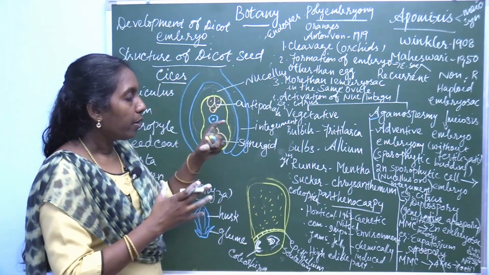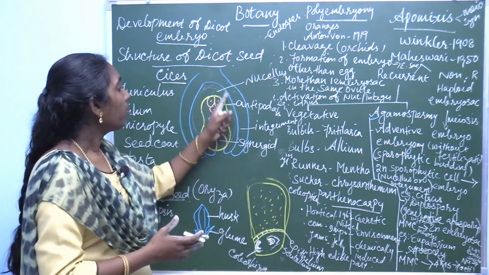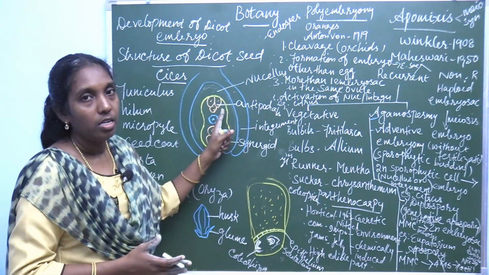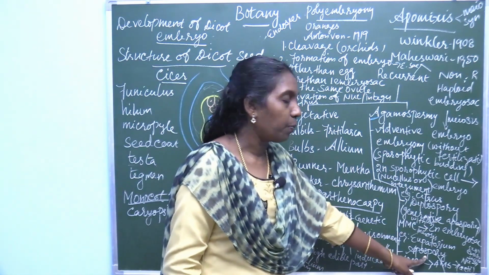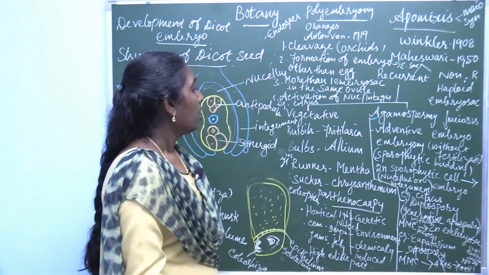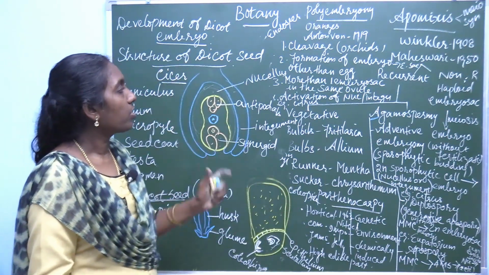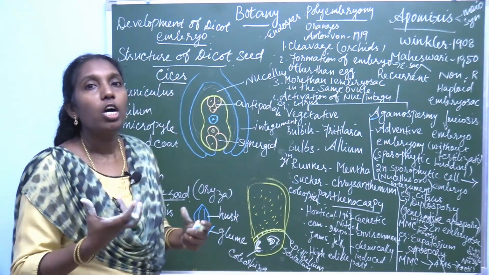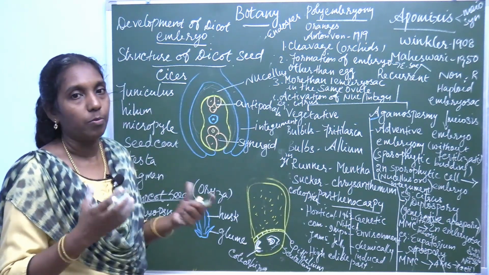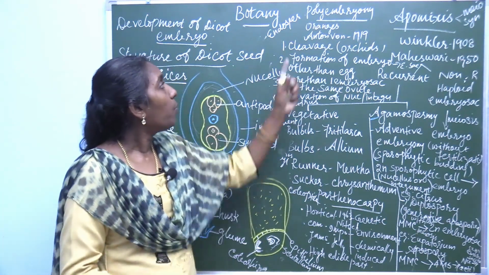So, the embryo, a diploid embryo, develops from this nucellar tissue. This process is called apospory. Then, another process is named polyembryony.